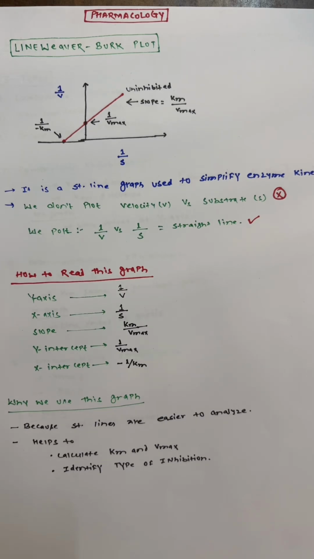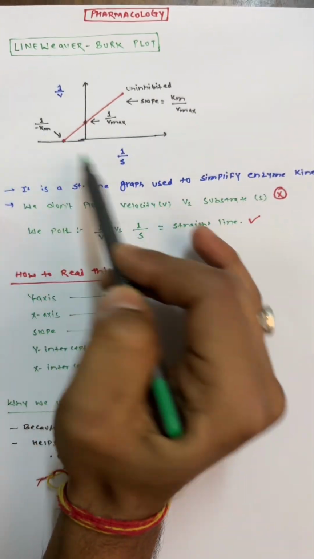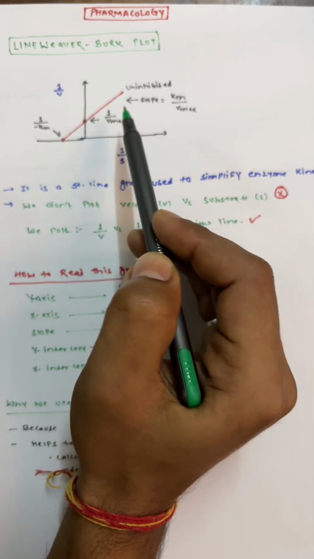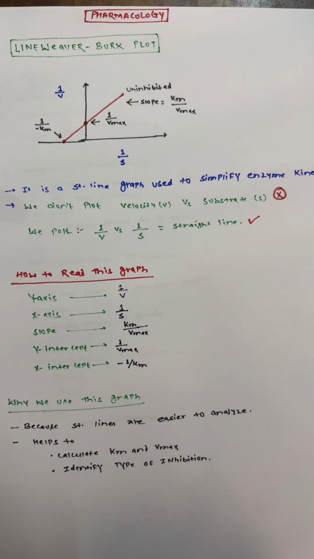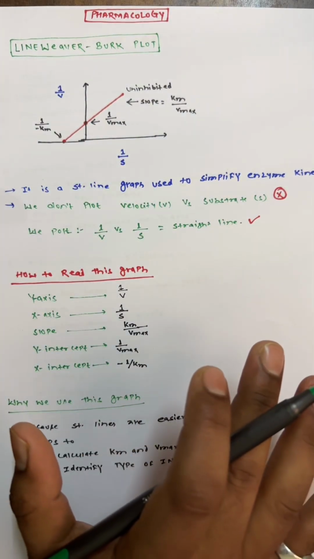If you are preparing for your MBBS professional exam, USMLE Step 1 or any PG entrance, today's topic is an absolute must know. So we are diving into the Lineweaver-Burk plot. This is the plotting figure, the double reciprocal plot that makes enzyme kinetics actually readable.